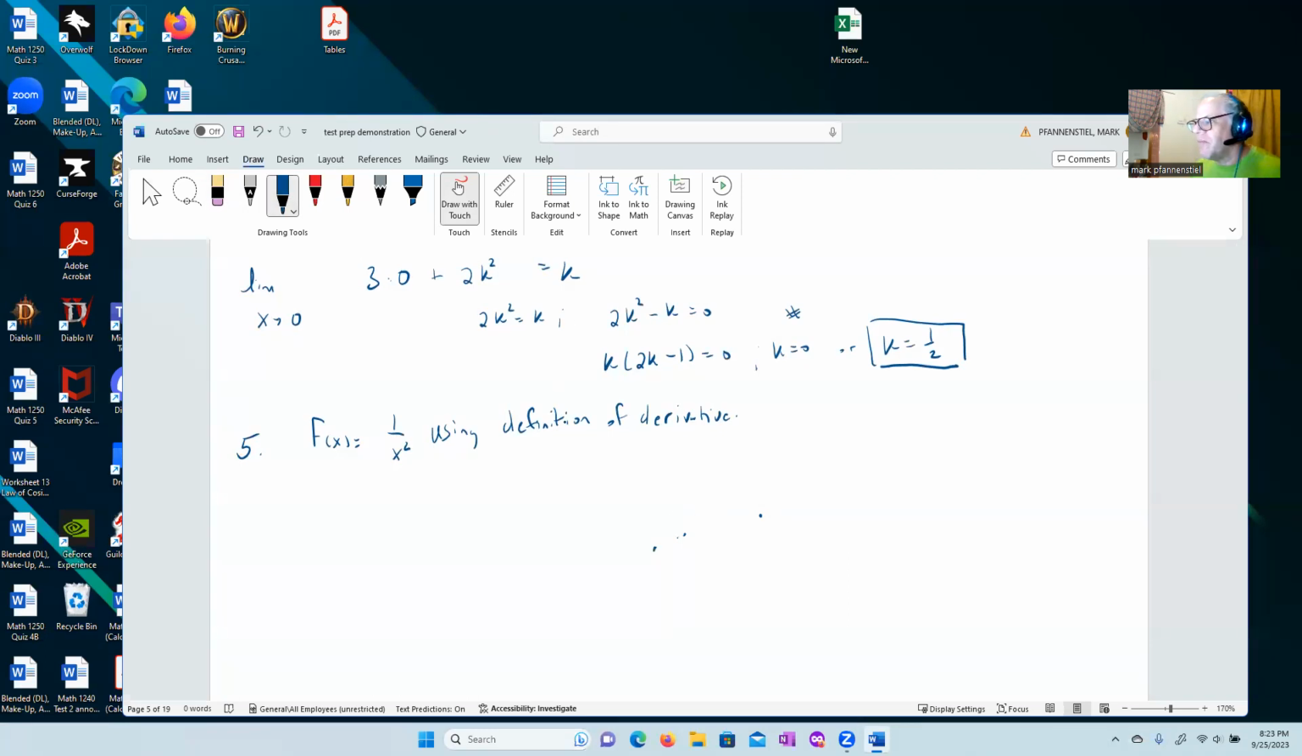All right, so here we go. We define the limit as h goes to 0, and you have to use this. What we have is f of x plus h minus f of x all over h, and we'll see what happens here.